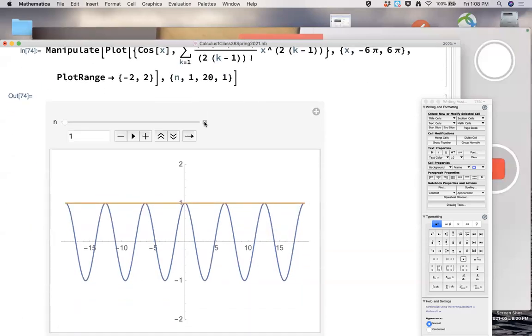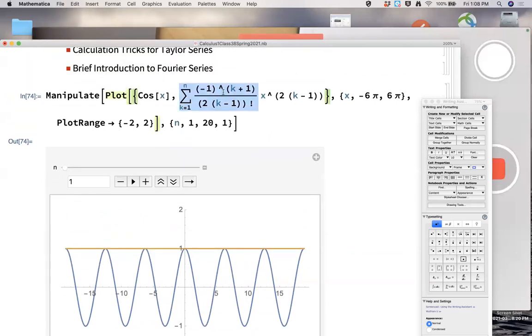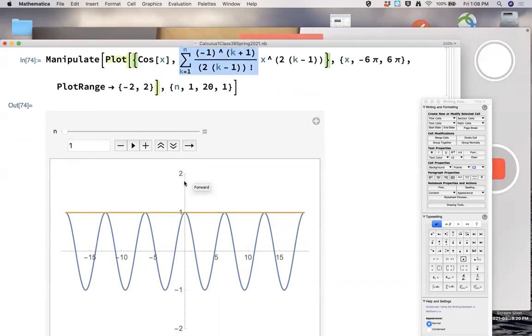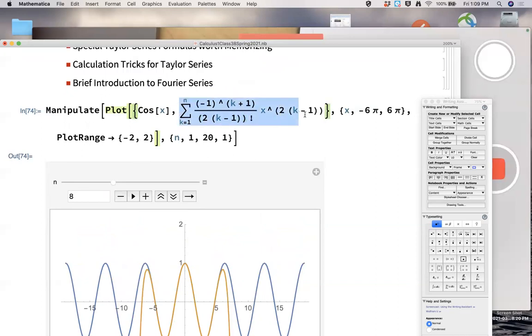That blue graph is the cosine graph. What is the yellowish graph? It's the summation for different values of n. First n is 1. Here n is 2. Here n is 4, or 3, excuse me, and if you play this, isn't that pretty? The yellow graph gets closer and closer to the blue graph. What in the world's going on here? This is an example of something called a Taylor polynomial that is converging to the Taylor series of the cosine function as n increases.